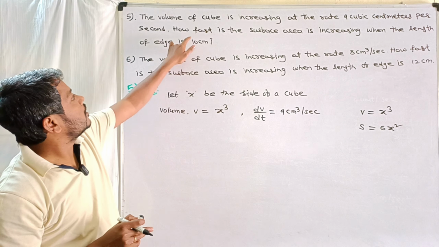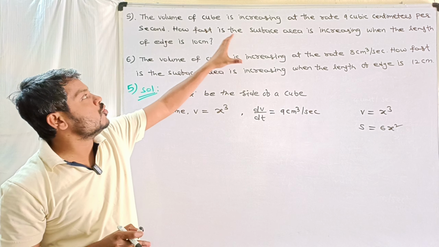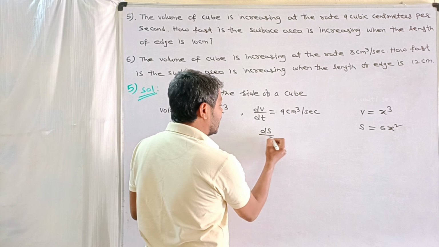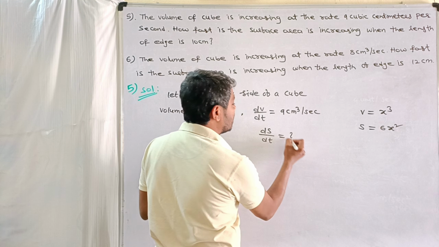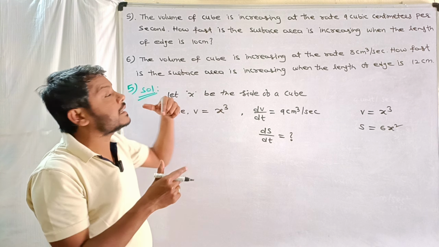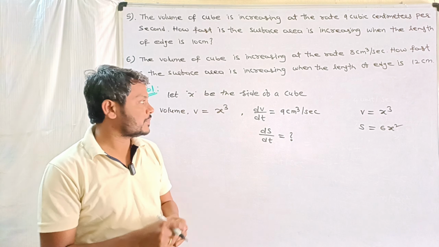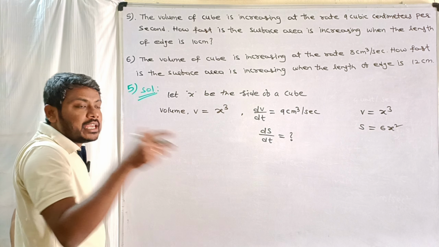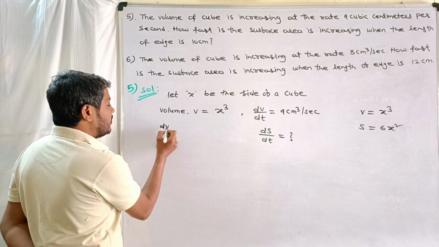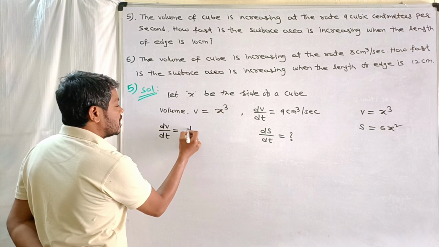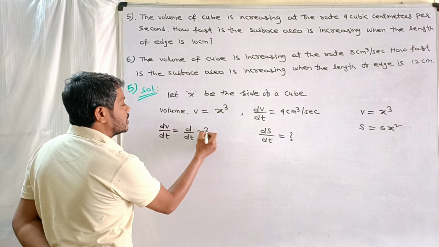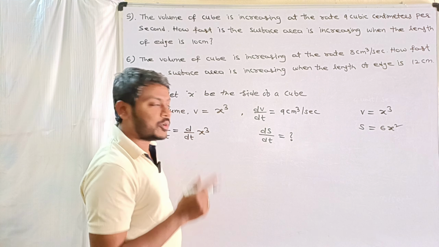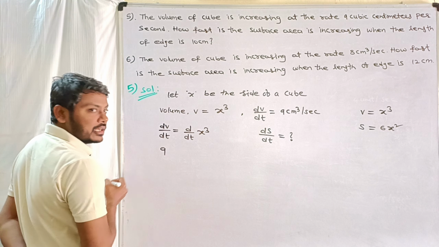And to find what? How fast the surface area is increasing. That means we need to find dS by dt when the length of the edge is 10 centimeters. Okay. Now you know that the volume of a cube is x cube. Differentiate with respect to t on both sides. That is dV by dt, which is equal to d by dt of x cube. Given dV by dt is 9 centimeter cube per second, so simply we can write 9.